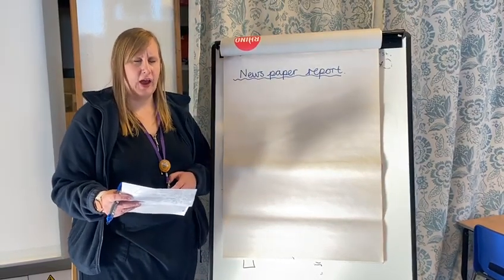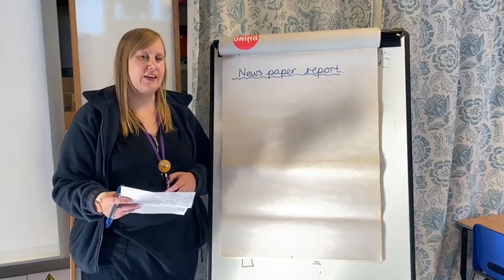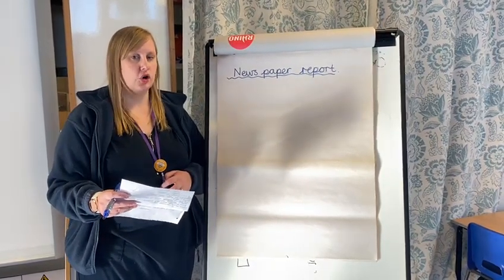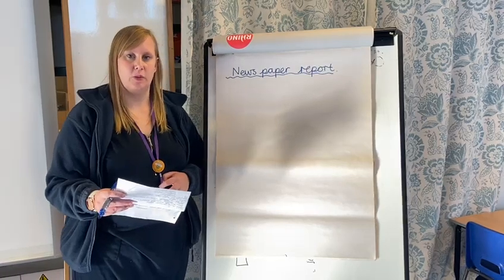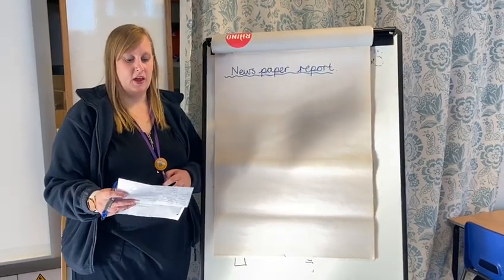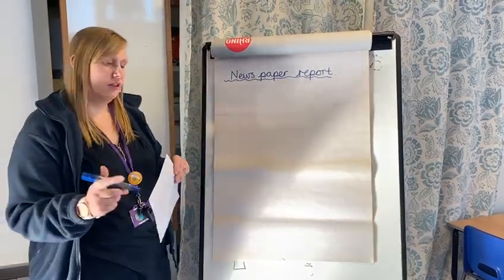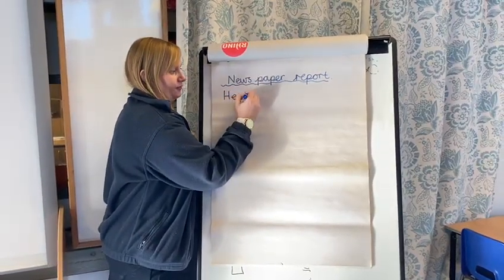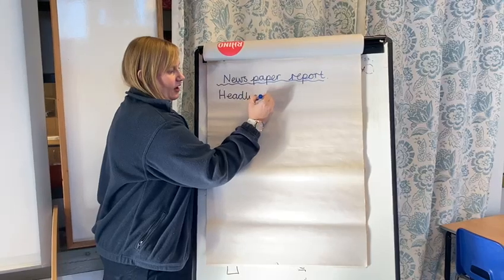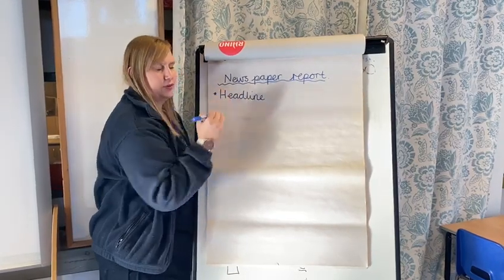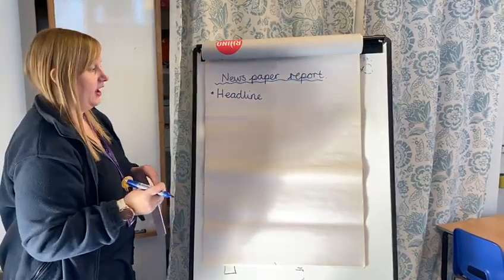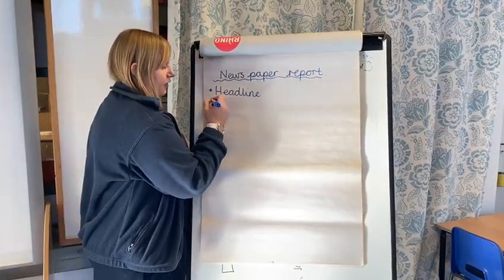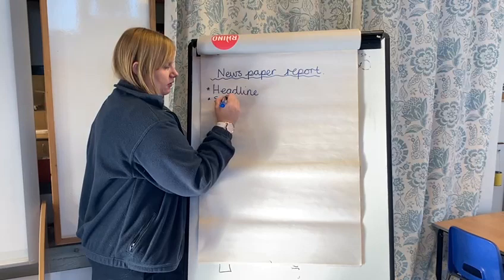Okay, so can you remember the key features of a newspaper report? If you're not sure, you can pause and look back at last week's learning quickly. So, key features. We always have a headline. The headline grabs the reader's attention, okay, and it really tells you what's going on. We always have subheadings.